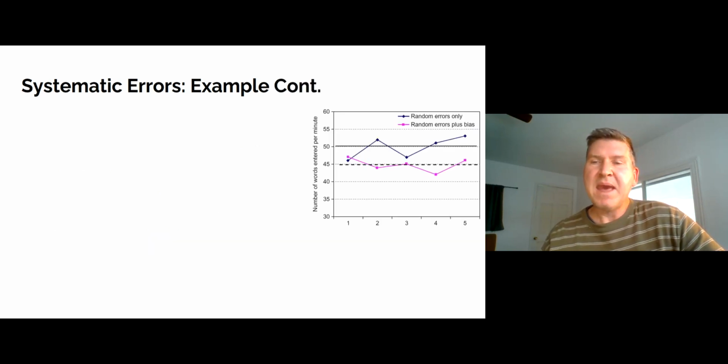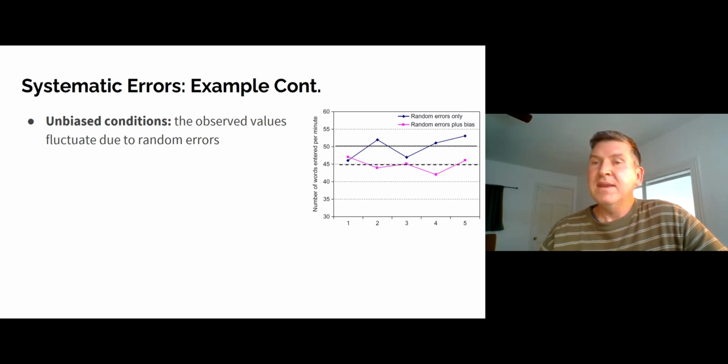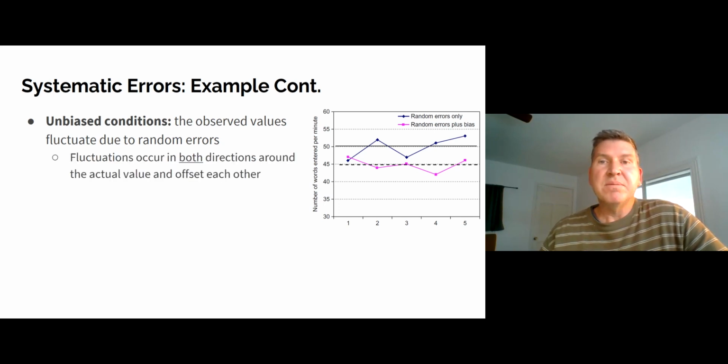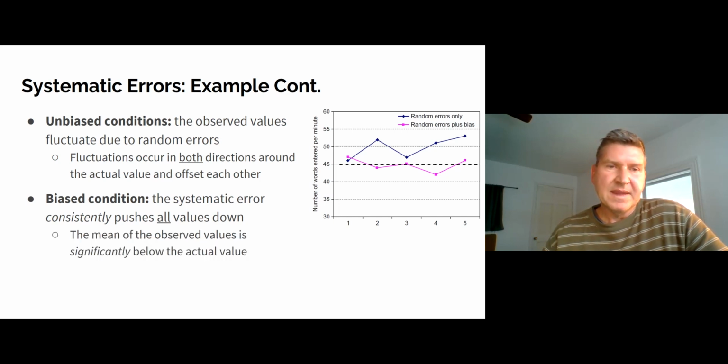So if we were to map that with the unbiased conditions, the observed values fluctuate due to random errors. The fluctuations go in both directions around the mean. You can see that solid line at 50, and you can see the blue line hovers above and below that 50. The bias condition pushes all the values down, and that's where you see that magenta line. So the mean of the observed values is significantly below the actual value.